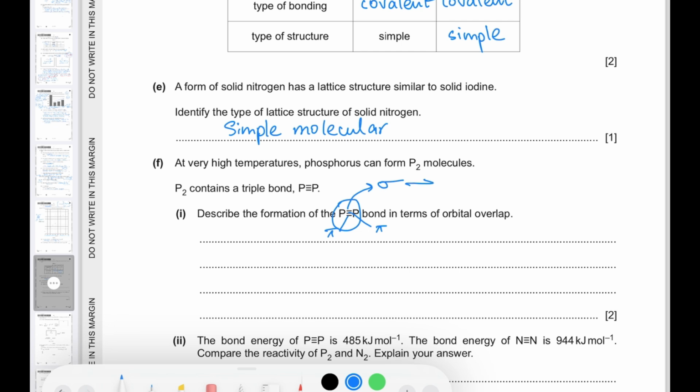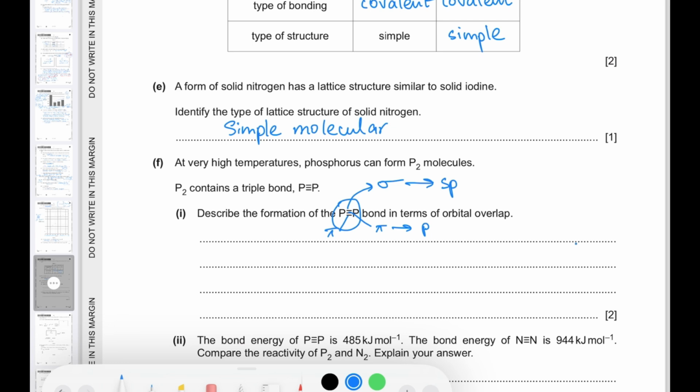Sigma bond is formed using hybridized orbitals. Since this is a triple bond, that means the phosphorus atoms would have sp hybridized orbitals that overlap head on to form a sigma bond. And since there are two pi bonds, that means two unhybridized p orbitals overlap sideways to form two pi bonds.